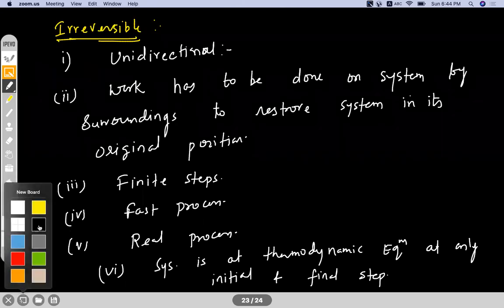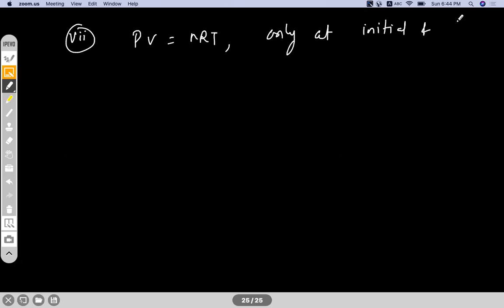Write down the next point. We can apply PV = nRT only at the initial and final step. And the most important one is that we have constant external pressure, P external.